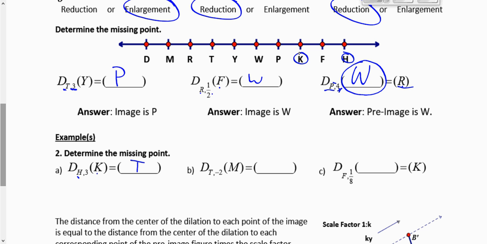Right? And what are we doing to that distance to get the new one? I'm multiplying by 3. Times is not a verb. That's okay.